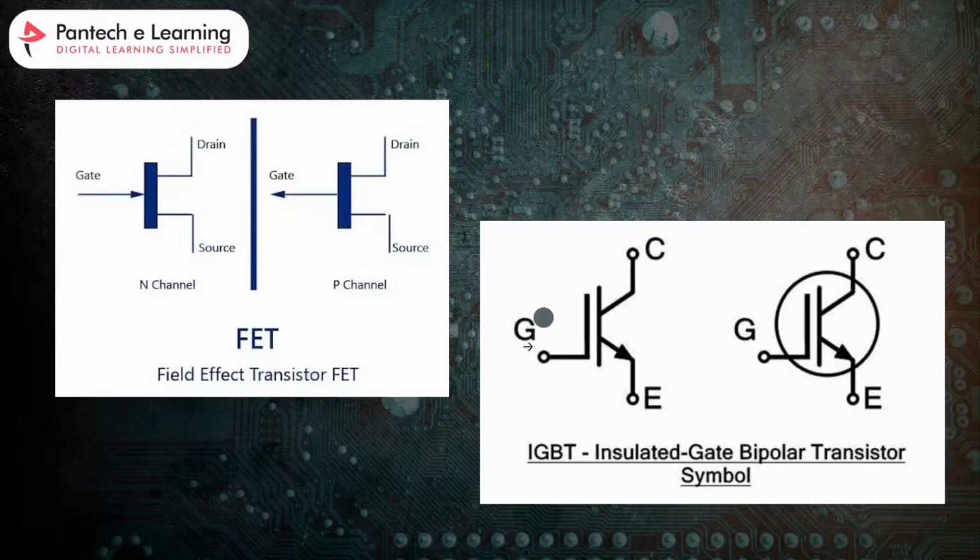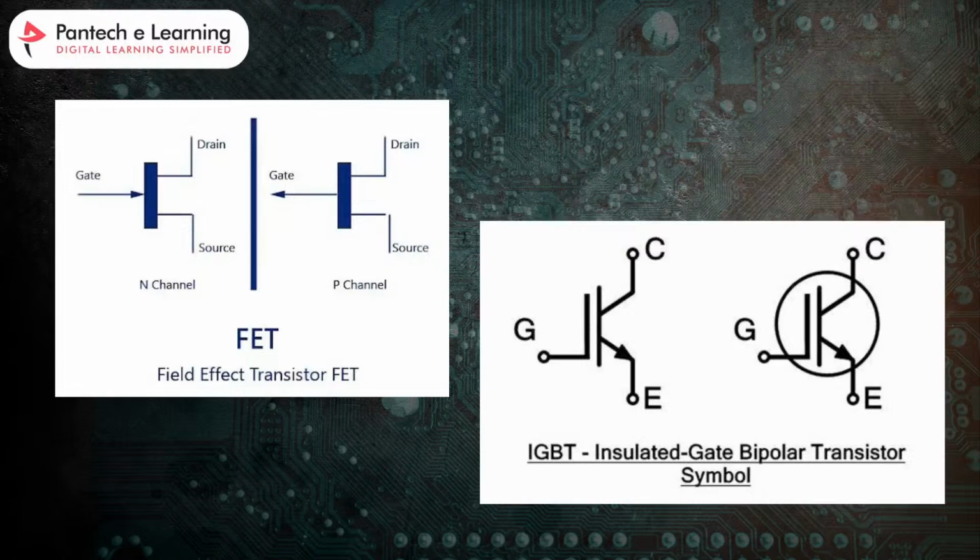So the next one is the insulated gate bipolar transistor, its symbol, and how it works. This IGBT is a combination of BJT and MOSFET. It also has three terminals: gate, collector, and emitter.